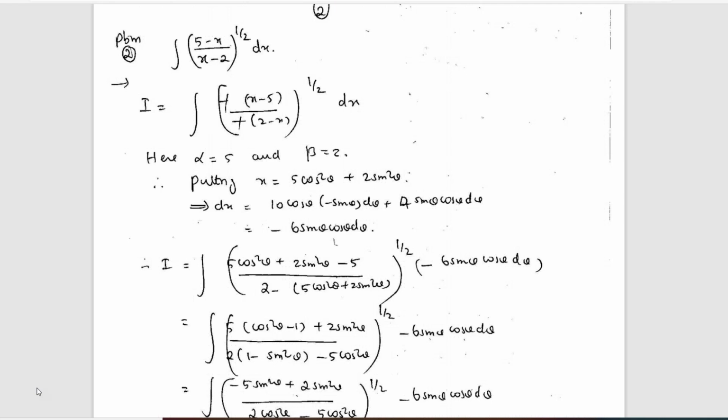What is the differentiation of cos square theta? Just tell me. I've studied differentiation already, no? What is the differentiation of cos square theta?